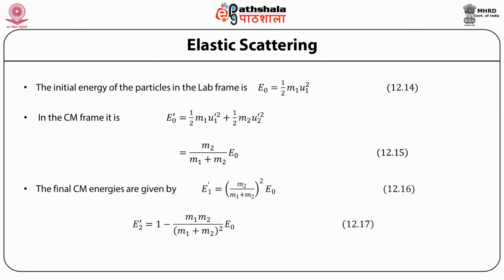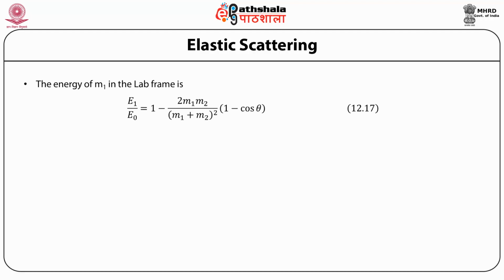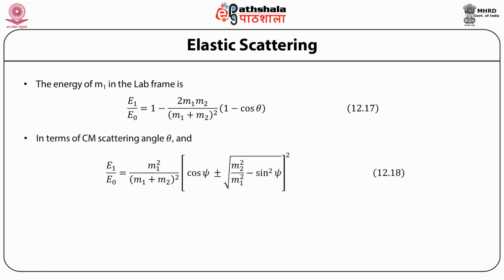The final center of mass energies are therefore E1 prime is equal to m2 divided by m1 plus m2, whole square, times E0, and E2 prime is 1 minus m1 m2 divided by m1 plus m2, whole square, times E0. The energy of m1 in the lab frame is E1 equal to 1 minus 2 m1 m2 divided by m1 plus m2 whole square times 1 minus cosine theta, in terms of the center of mass scattering angle.